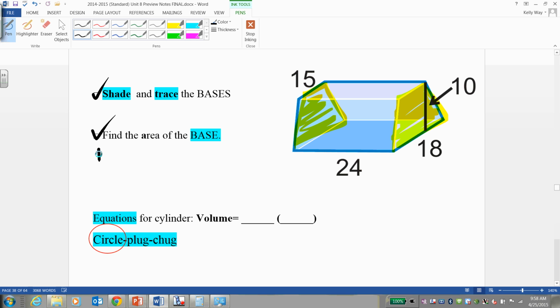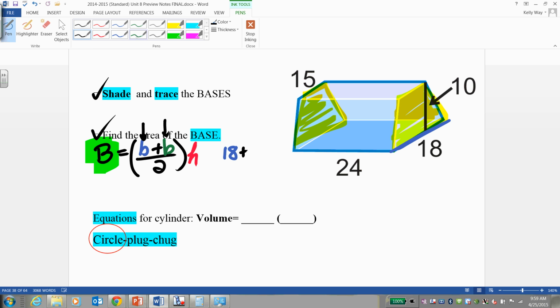You write your equation. Base area of a trapezoid is going to be equaling the average of the segment bases times the height of the trapezoid. So you write your equation out. And this seems tricky because I'm saying the word base more than once here, but capital B means area of, and those lowercase are segment lengths. So we trace it. One base of that trapezoid is going to be 18. The other base of the trapezoid, we trace it, that's 15.